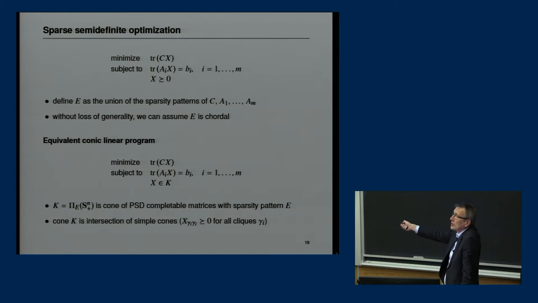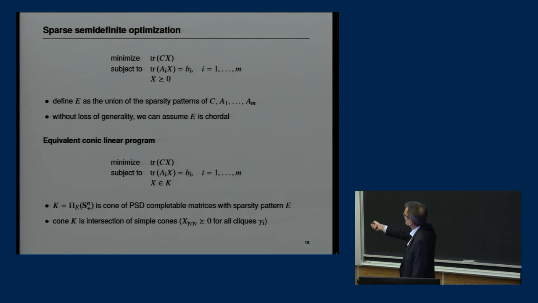Because the entries in X that are important in the cost function and in the coefficients are the entries in E, the sparsity pattern. The other entries are less important. They only have to exist to make X positive semidefinite. So that means that the entries in the sparsity pattern must be such that they have a positive semidefinite completion. So it's a small change in variables in notation, but the dimensions are much smaller. This could be a very low dimensional cone, for example, banded sparse matrices. This is a dense n by n cone.